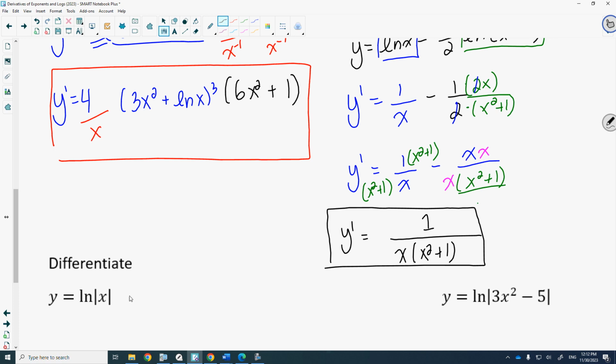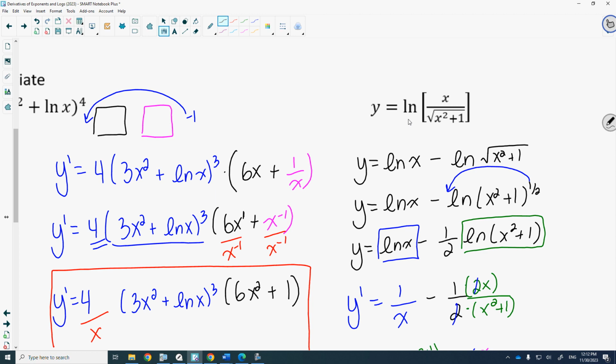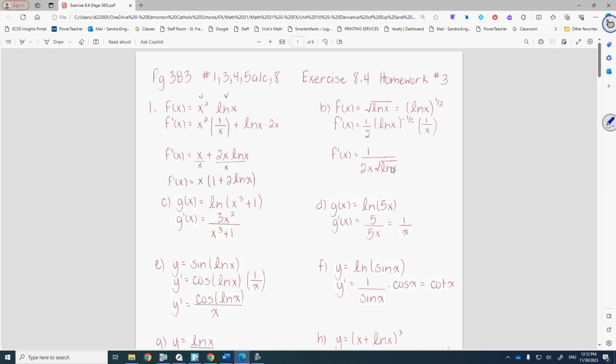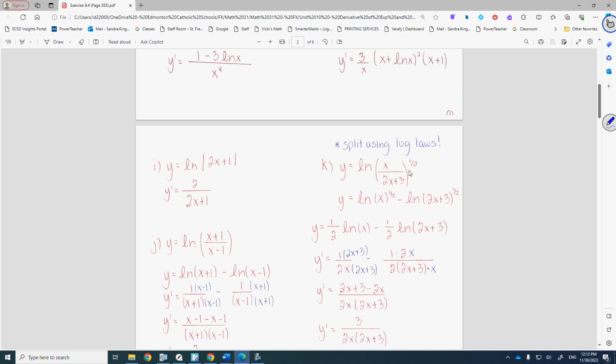Once I finish these last two examples, I'm going to get you to pause and do one question in your homework. But one thing I just want to quickly point out is this question right here. I want you to use this strategy of breaking it up into two natural logs when you do homework question 1K. So just to quickly show you, 1K, you do not want to do u prime over u because we're going to have a fraction over a fraction. So split this up.